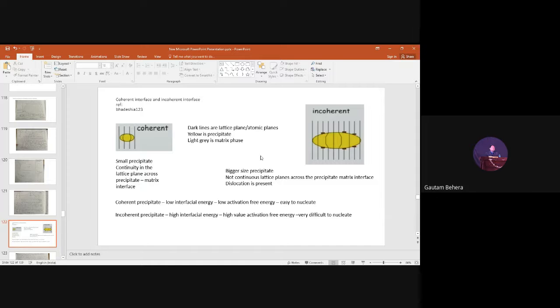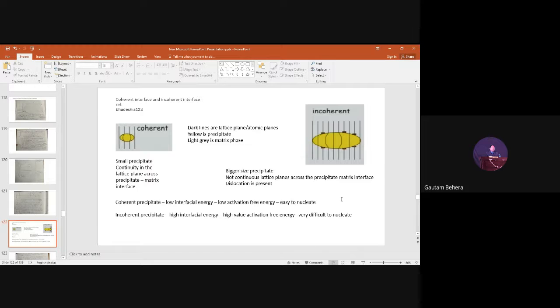And this lattice plane are continuous, and these are discontinuous lattice. We are having dislocations here, right? So basically there is an interesting fact you can remember. Coherent precipitates have low interfacial energy, right? Low activation free energy, so easy to nucleate. So coherent precipitates are always easy to nucleate.